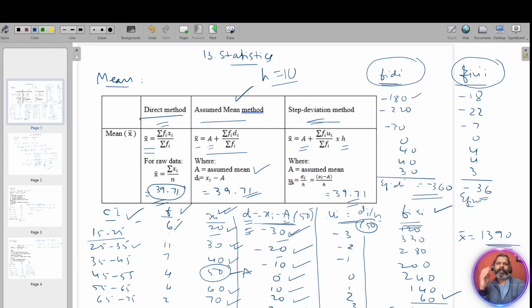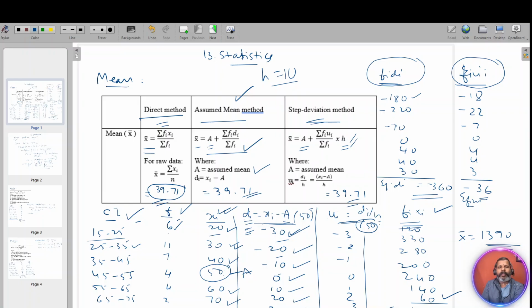So basically, I'll just summarize the three methods of mean. In the direct method, sigma fi xi by sigma fi. In both the step deviation and assumed mean methods, we assume one of the xi as a mean. We subtract A from the observation midpoint. We formulate di for the assumed mean method, where we use the formula A plus sigma fi di by sigma fi. Because for step deviation we divide di by h, we multiply by h in the step deviation method. Otherwise, both the assumed mean method and step deviation method are the same.